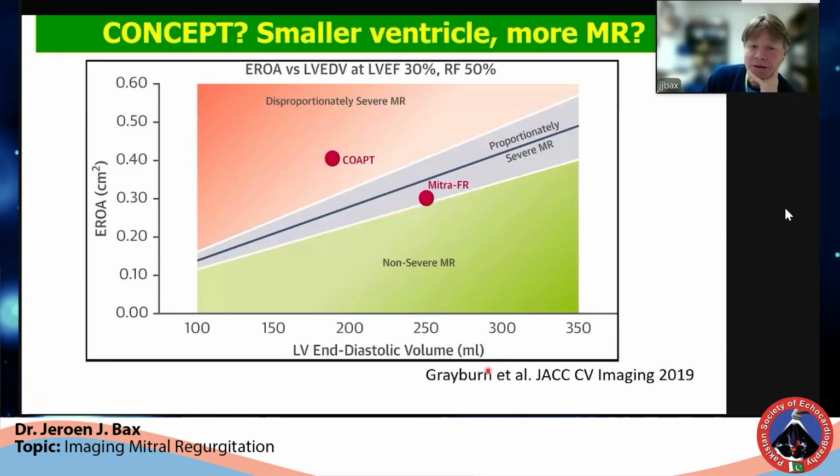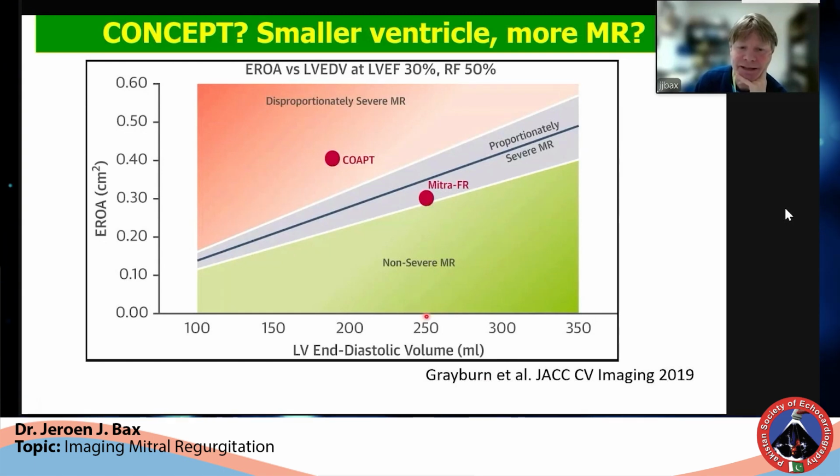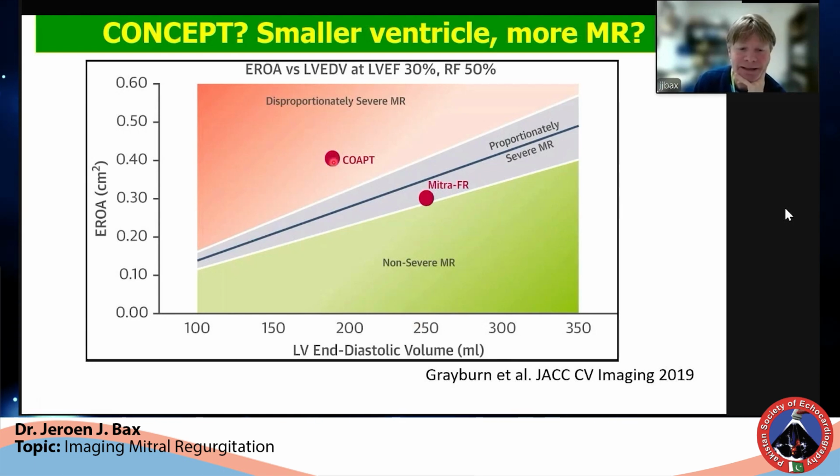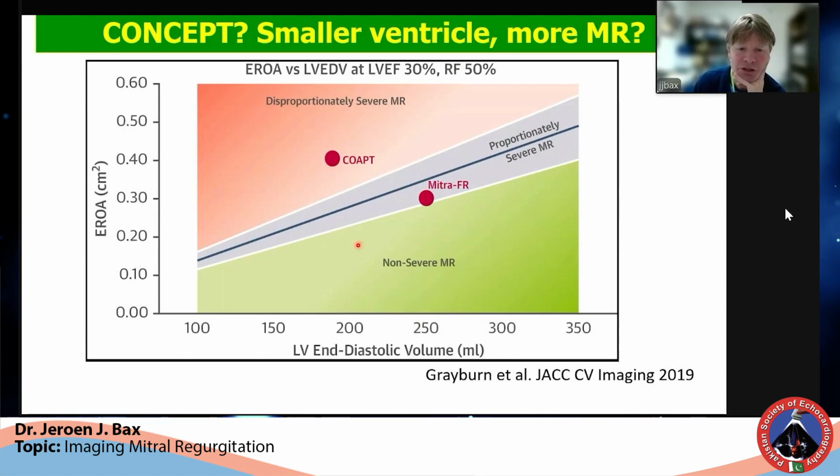If you bring that all together, here are the MITRA-FR patients. They had an end diastolic volume of 250. These are the COAPT patients. They had an end diastolic volume of 170. This is a small heart, and this is a big heart.